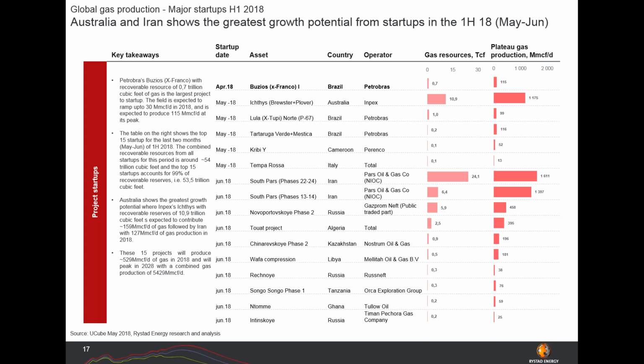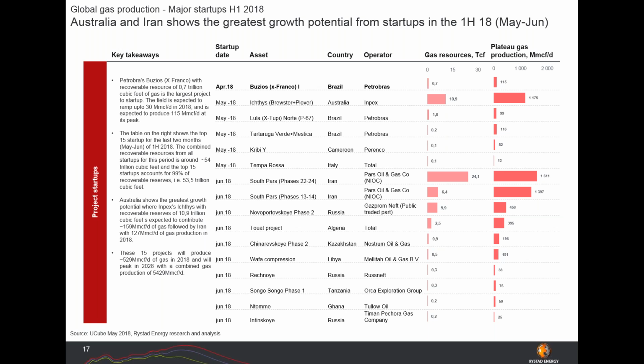Similarly to oil fields, the largest gas project to start up in the next 2 months is Iranian South Pars, with total gas production of nearly 3,000 million cubic feet per day at its peak. The combined recoverable resources from all startups for this period is around 54 trillion cubic feet, and the top 15 startups account for 99% of total recoverable reserves.